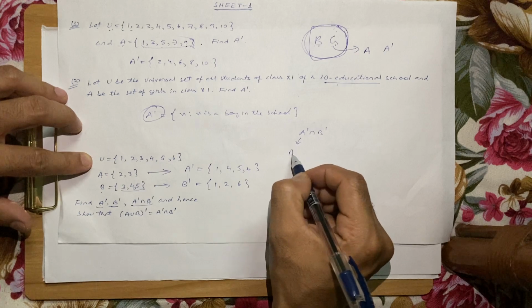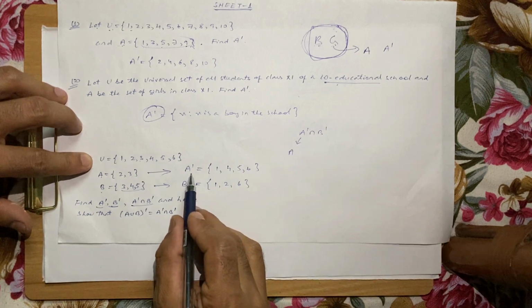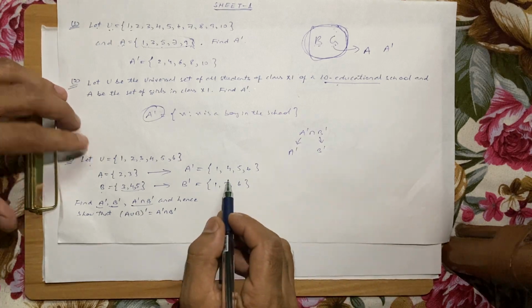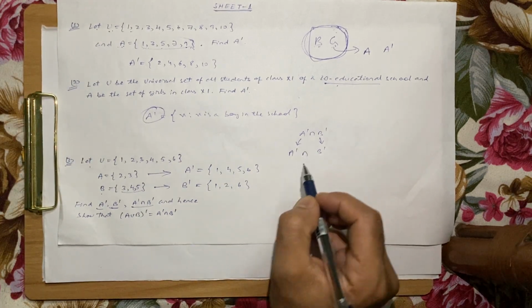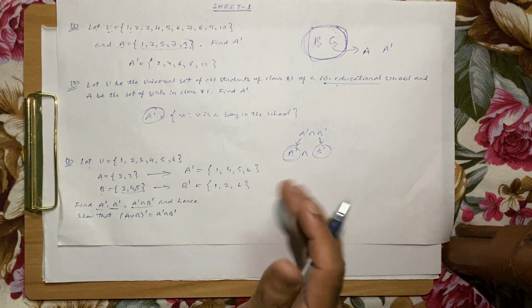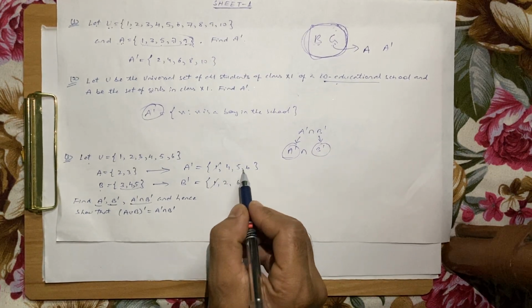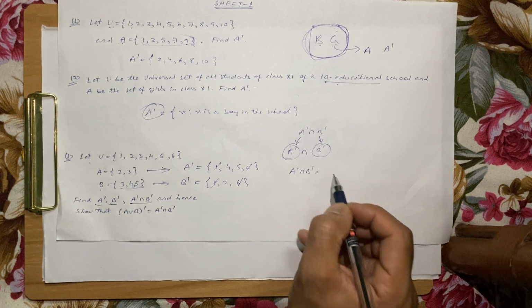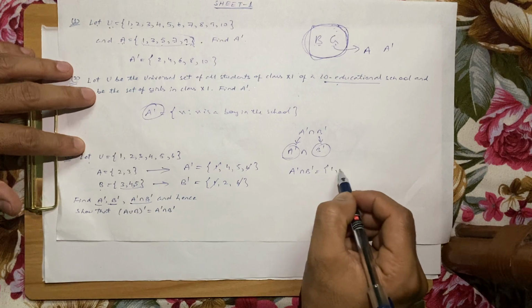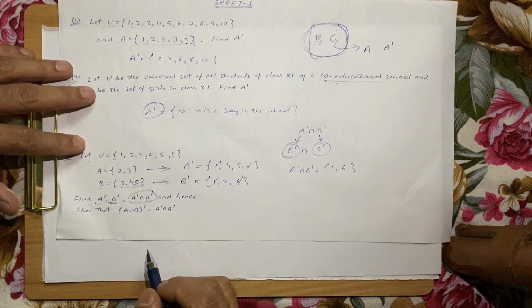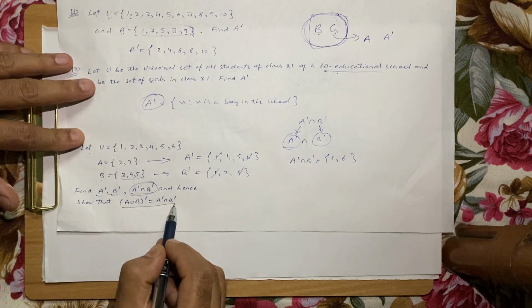Now let's first find A dash. I have A dash, right? This is A dash. I have B dash also, right? So try to find the intersection of these two sets now. What will be the intersection? It means the common elements. So 1 is a common element and 6 is a common element. So A dash intersection B dash is 1 and 6, right? This is the answer. Now show that this is equal to this.